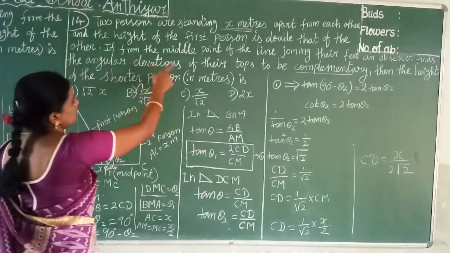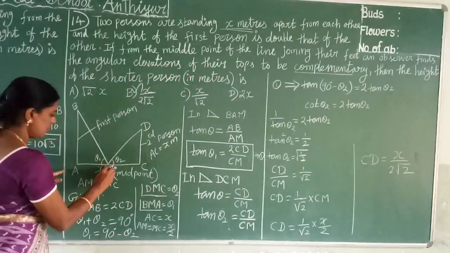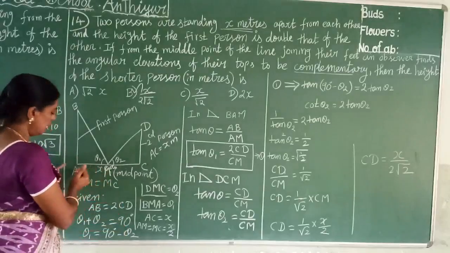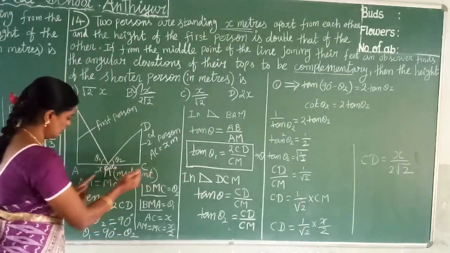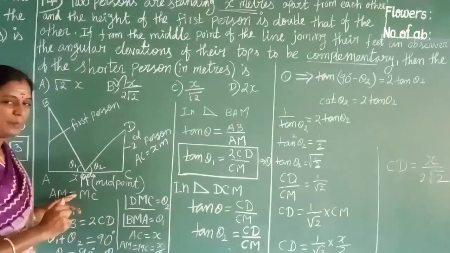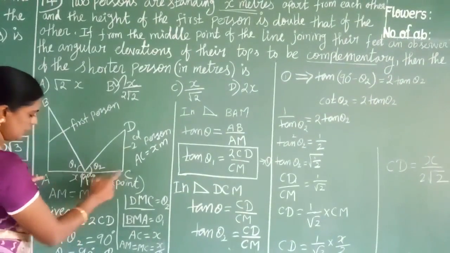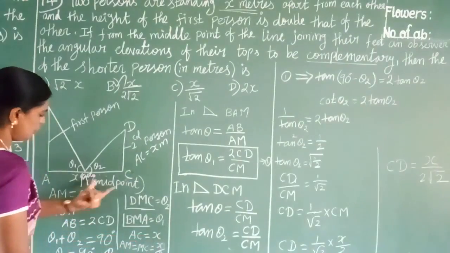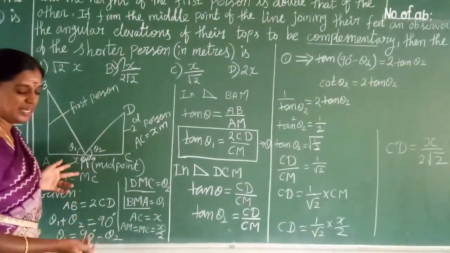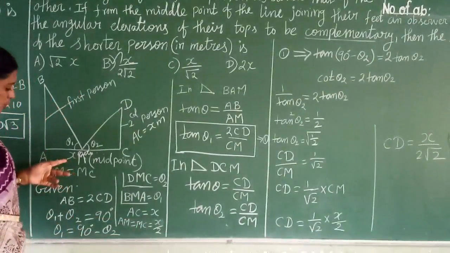Next, from the middle point of the line joining their feet, the observer finds the angular elevations of their tops to be complementary. Here M is the middle, meaning midpoint. Midpoint means center, so both are equal: AM is equal to MC. Clear? Both values are equal. So AC is x, which means x by 2 plus x by 2 gives x. So AM is equal to MC is equal to x by 2.